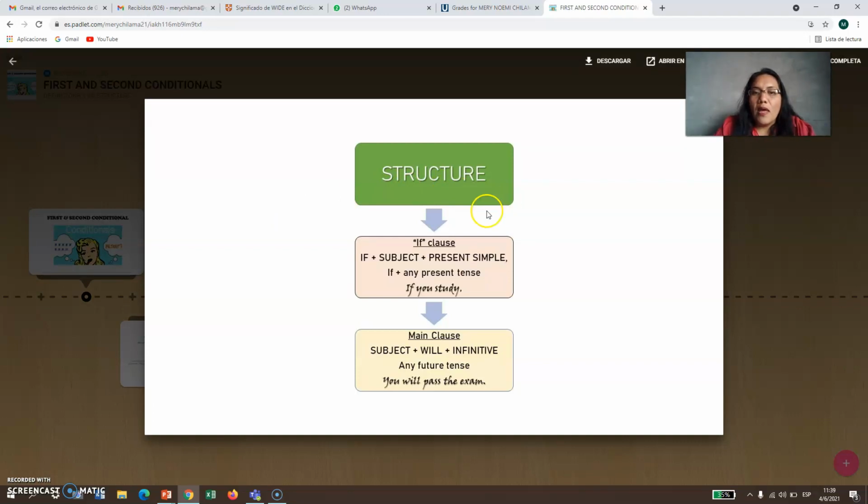Structure. If clause: if plus subject plus present simple. Main clause: subject plus will plus infinitive. Example: if you study, you will pass the exam.